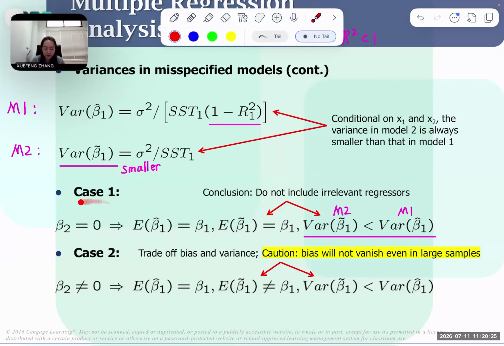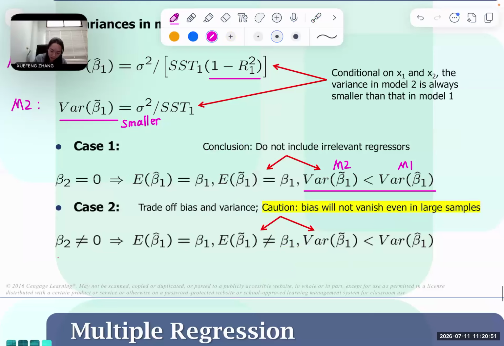If beta 2 equals 0, that means we drop the irrelevant variables. No downside, only a precision gain. Okay, so do not include irrelevant regressors. This only happens if beta 2 equals 0. Another case is that beta 2 doesn't equal 0. That means x2 truly matters, right?